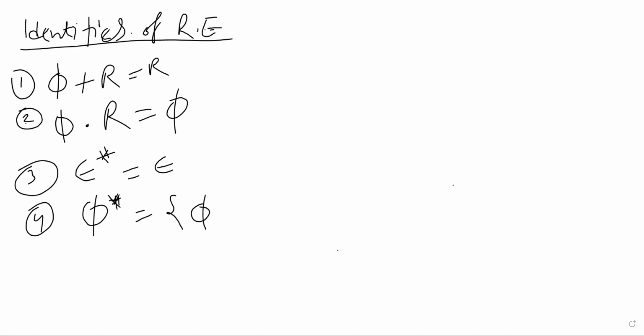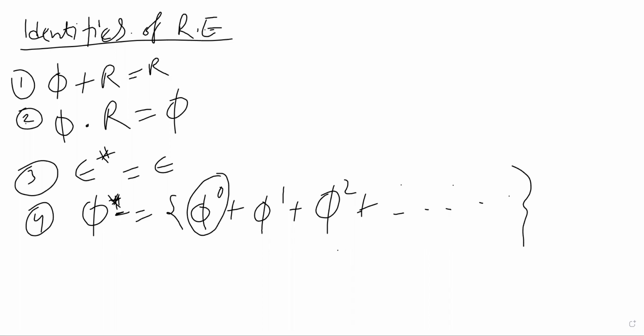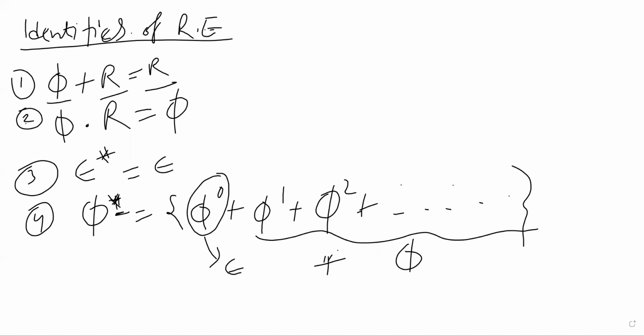Phi closure means phi can come 0 times, plus phi can come 1 time, plus phi can come 2 times, any number, 0 or more times. Now phi to the power 0 is epsilon. That is the idea, and all the others will be phi only, right? So phi plus epsilon will be epsilon, because anything plus a regular expression is that regular expression. So epsilon plus phi will be epsilon, right? And that's why phi closure is epsilon.